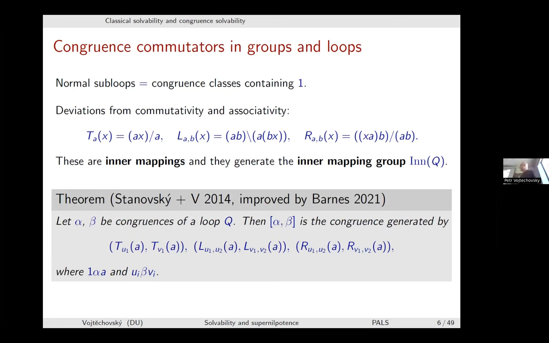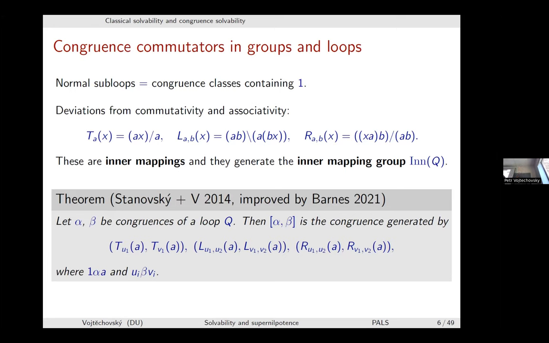And now I have enough to state sort of the main result here, not of the talk, but for the introduction, which is a description of the commutator of two congruences when it is specialized to the variety of loops. I did not prove that loops form a congruence modular variety. I will mention later that, in fact, they form a congruence permutable variety, but certainly we are in the setting of the general theory. But it turns out that the only terms that you need to consider to generate the commutator are these three special types of terms, one from the conjugations and two from the deviations from associativity.